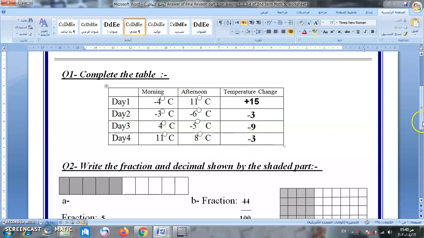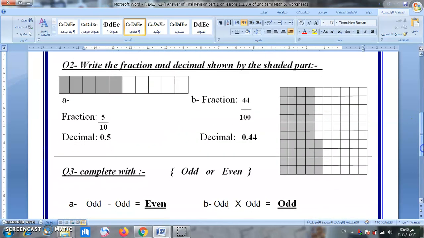Okay, what about the next one? Write the fraction and decimal shown by the shaded part. When we count here 1, 2, 3, 4, 5, we will find that we have shaded 5 squares out of 10. So the fraction is 5/10. And what about the decimal? 5/10 means 0.5. Good.